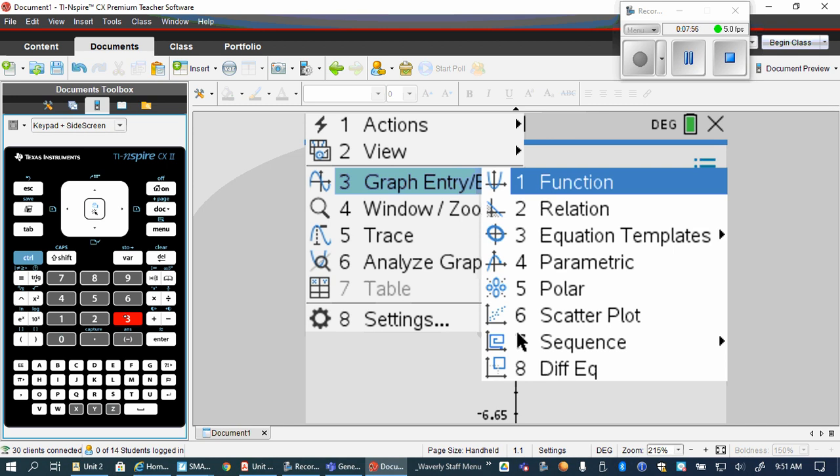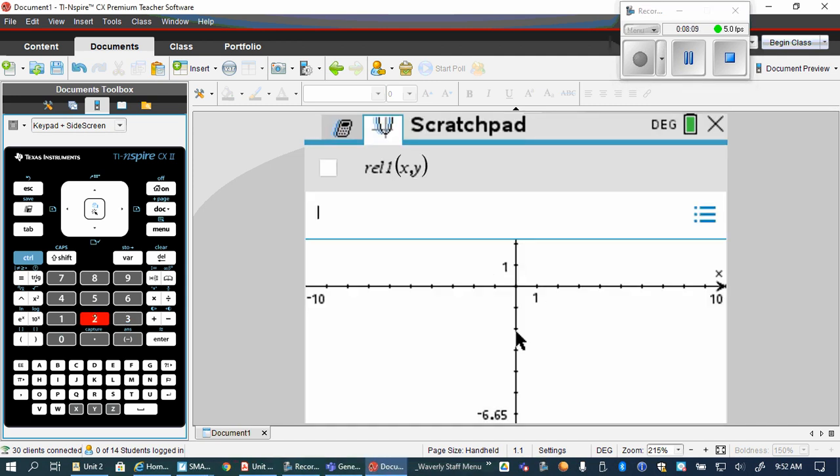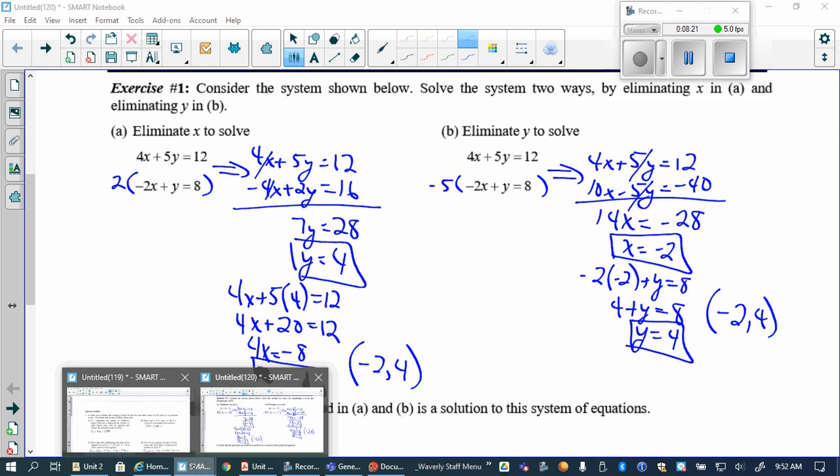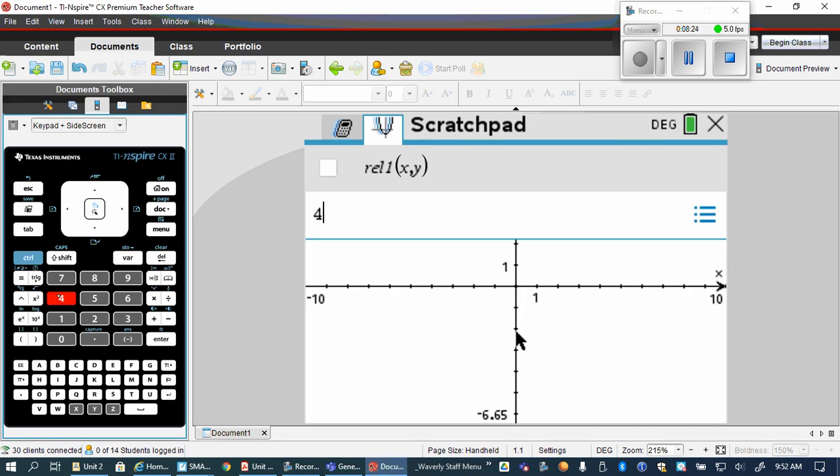Or here's relation again. So, since our equations are in a form other than y equals, let's select relation. Okay? And we can now type it in the way it looks in our book. Let's take the 4x plus 5y equals 12. So just type 4x down here plus 5y and equals 12. Where's the equals? Right under the control. Got it. Now just hit the down arrow and type the other one in.